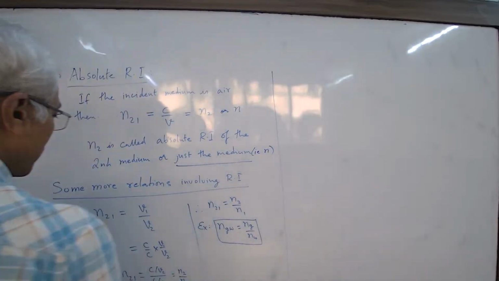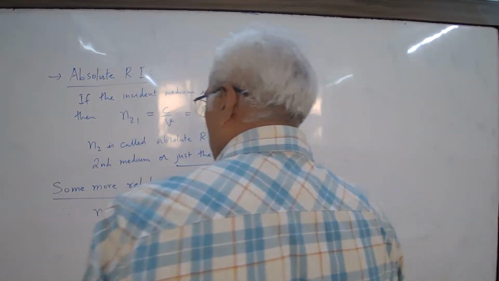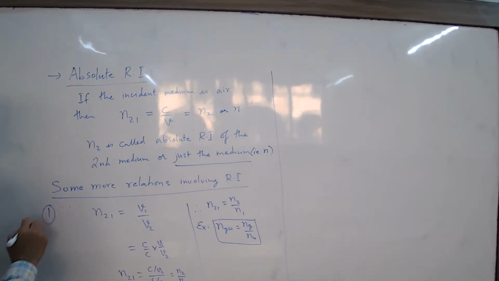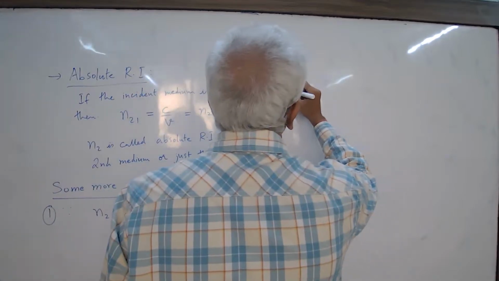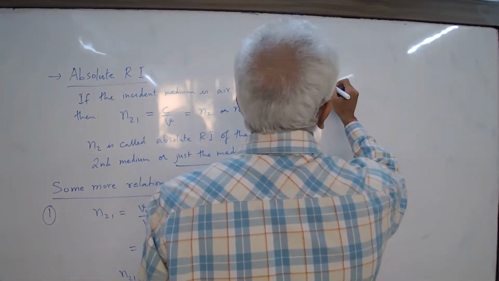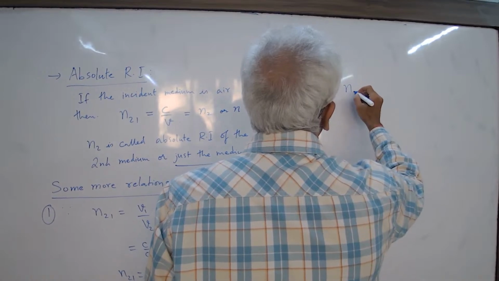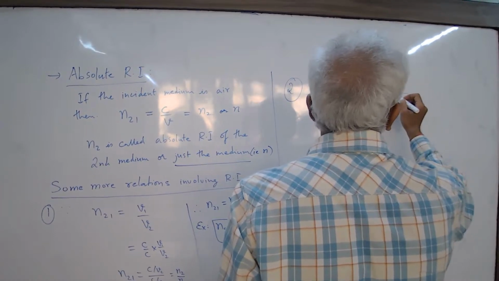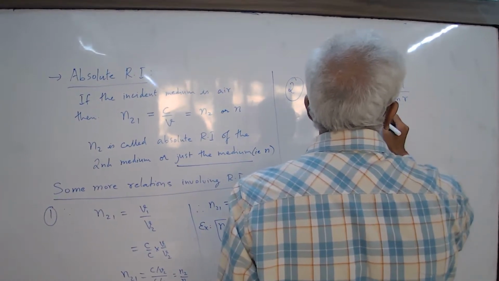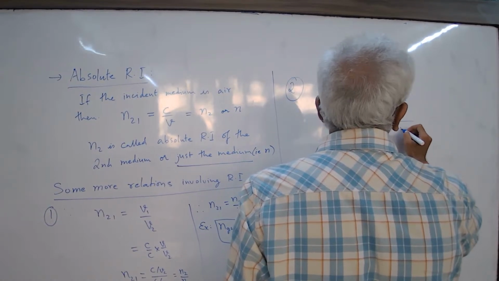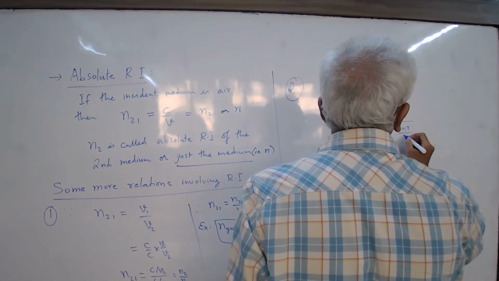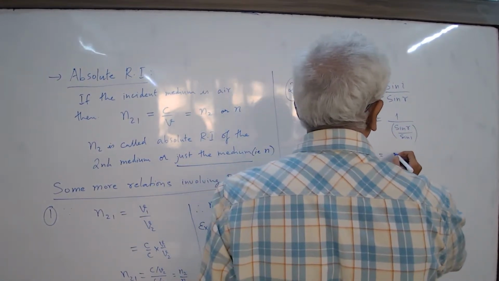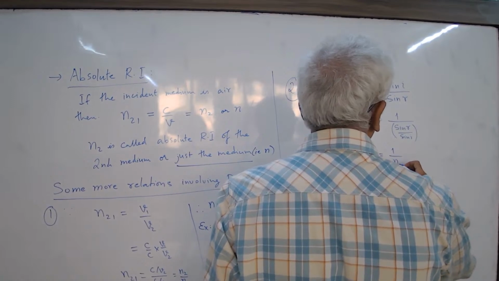So we have written so many useful relations. Also, you just give it a number, one. Then you have, since N21 is equal to sine of I upon sine of R, this can be written as 1 upon sine of R divided by sine of I. Right? So can we write this as 1 upon N12?